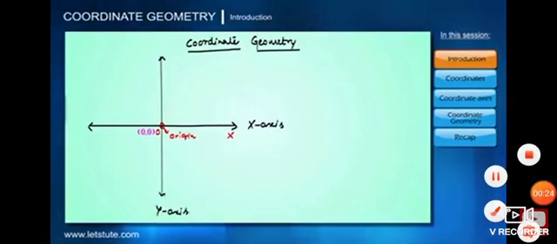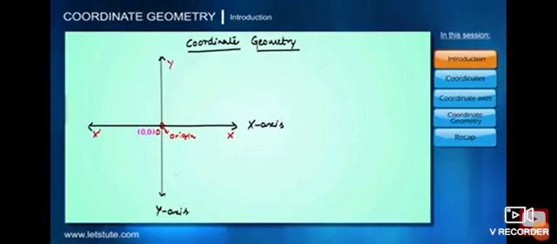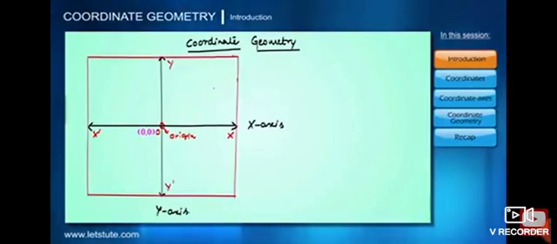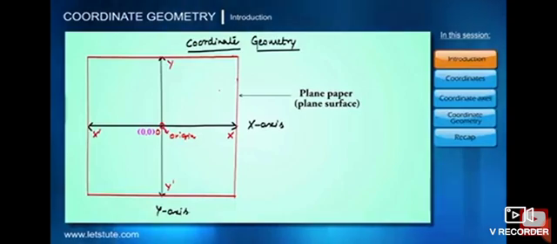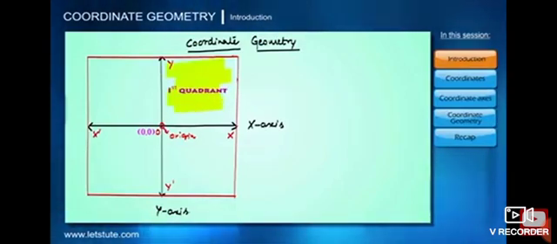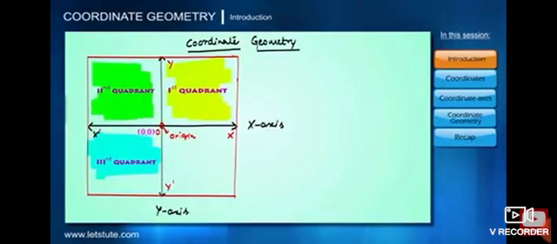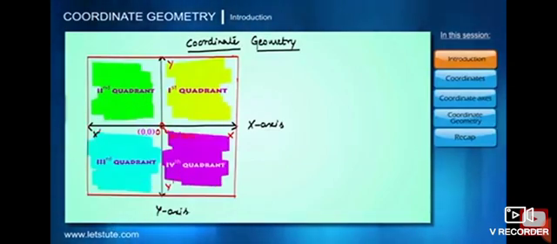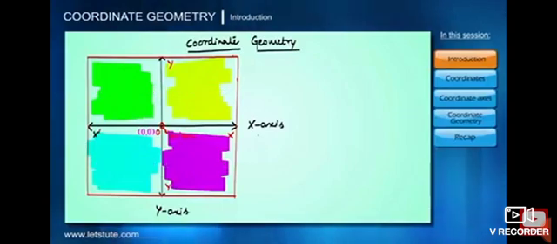The x-axis is named x dash, and the y-axis is named y dash. When these two axes are drawn in this way on any plain paper or any plane, they divide that plane into four equal parts. This is the first quadrant, second quadrant, third quadrant, and this is the fourth quadrant. The x-axis possesses positive values on the right side of the origin, and negative values on the left side of the origin.